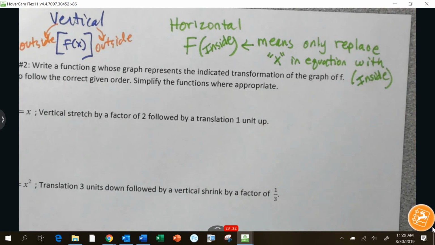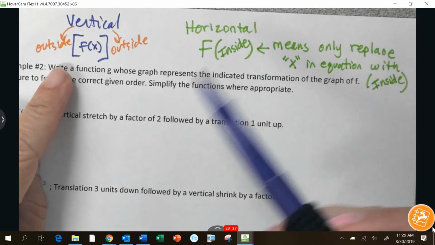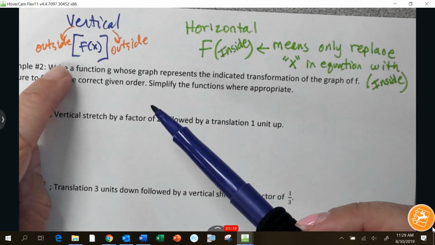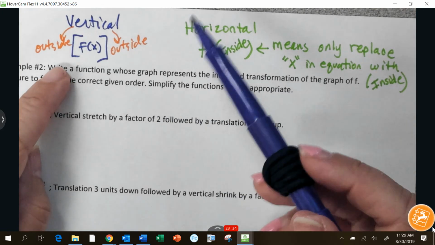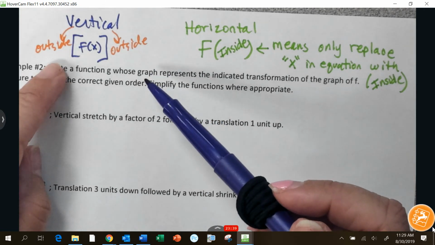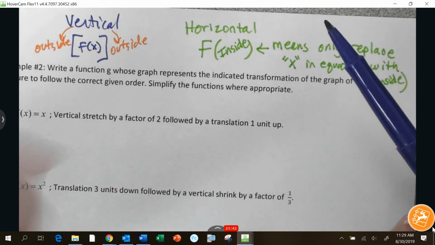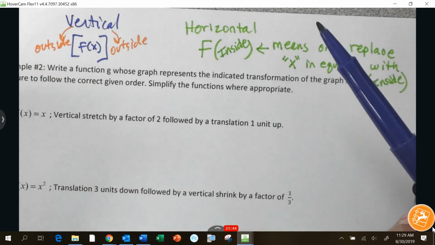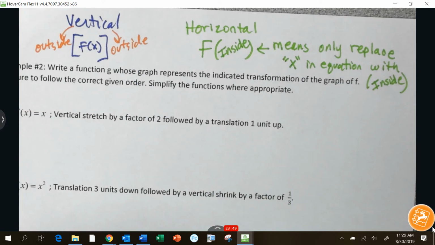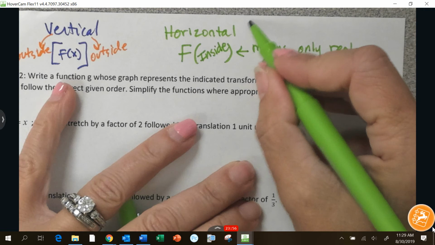They're either vertical or horizontal. Now, if it's a vertical stretch, what would you do to the outside? Stretch. That's a multiply. If it was a vertical translation, what would you do on the outside? Add or subtract. If it was a vertical reflection, what would you do on the outside? What's reflection? Negative sign. So you do any of that stuff on the outside. You're going to do the same stuff on the horizontal, but it'll just be on the inside. And opposite. Maybe we should write down. Opposite.